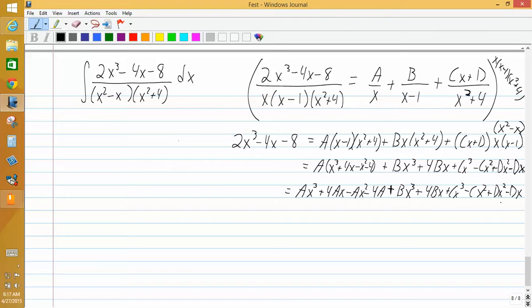Now, we need to arrange like terms, combine like terms, or put them together, really. So I have an ax cubed, a bx cubed, and a cx cubed. So I'm going to be able to rewrite that. Look at the coefficients. I have a positive a, positive b, positive c. So that's going to be a plus b plus c times x cubed.